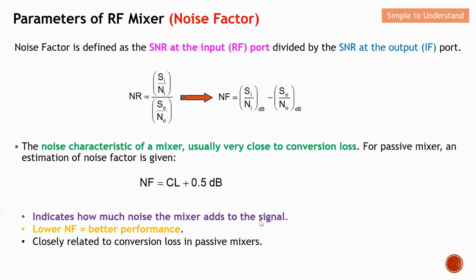Like I mentioned earlier on, any component that you add will also add some form of noise. So this noise figure indicates how much noise is actually contributed by the mixer to the original signal. In short, the lower the noise figure, the better, because less noise is introduced to the signal. This is closely related to conversion loss, as you can see from this equation, typically for a passive mixer.